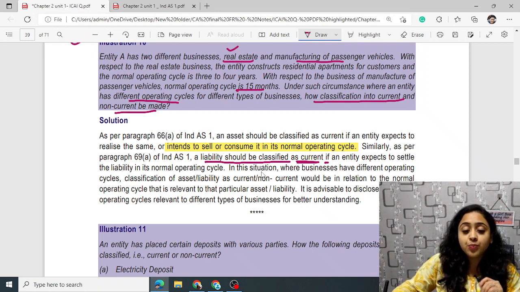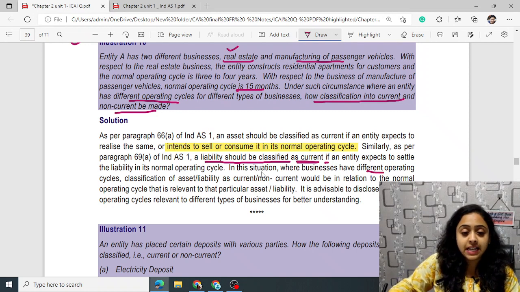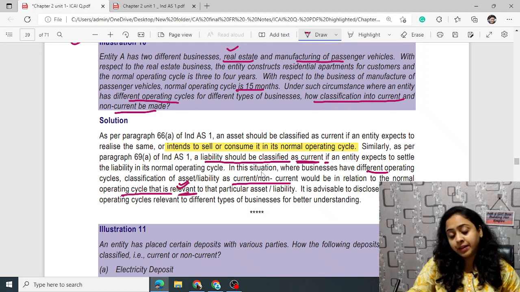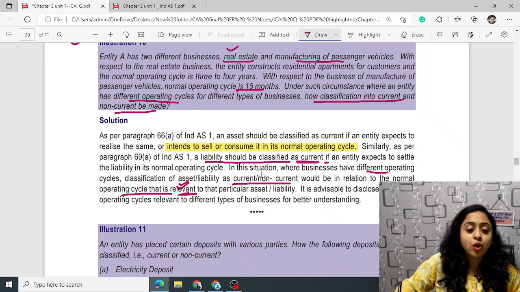In this situation where businesses have different operating cycles, classification of asset and liability as current and non-current would be in relation to the normal operating cycle that is relevant to that particular asset or liability. It is advisable to disclose the normal operating cycles relevant to different types of business for better understanding. It is important to disclose the operating cycle.